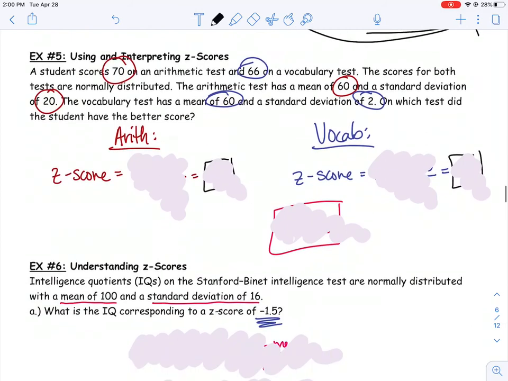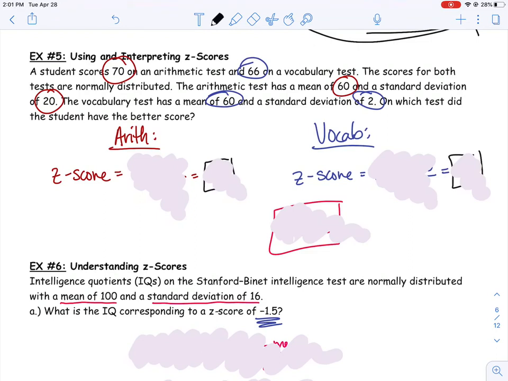Let's do another one. If you look at example number 5, this one is talking about 2 different tests, an arithmetic test and a vocabulary test. It says here that a student scored a 70 on an arithmetic test and a 66 on the vocabulary test. Now a 70 sounds higher than a 66, but is it really better? It says here the scores for both tests are normally distributed. The arithmetic test has a mean of 60 and a standard deviation of 20. The vocabulary test has a mean of 60 and a standard deviation of 2. On which test did the student score better?